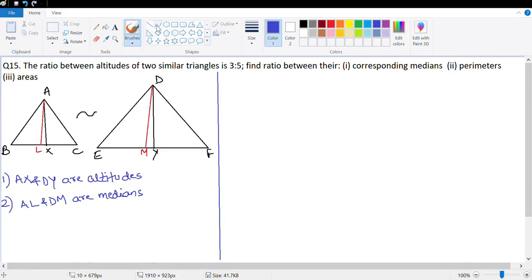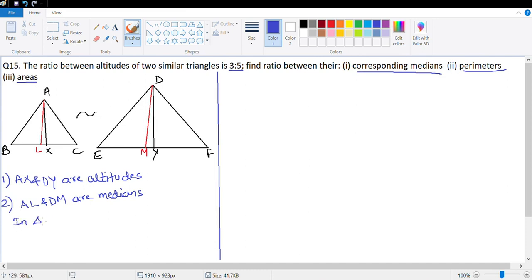Let's look at the next question. The next question that we do is question number 15. So the ratio between the altitudes is given as 3:5. We need to find the ratio between their median, perimeter and area. So let's try and prove these two triangles similar and see if this will help us in getting anything.